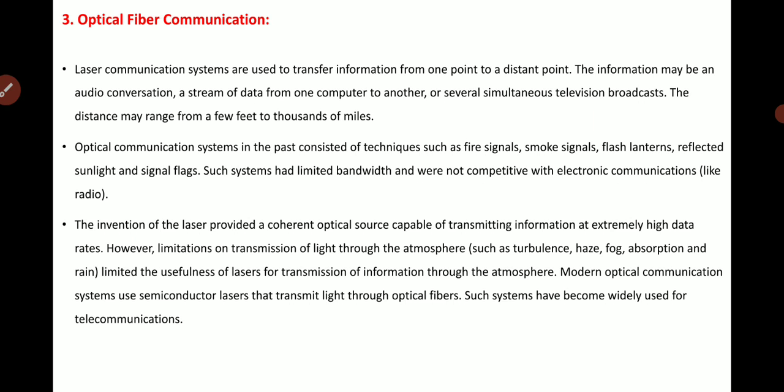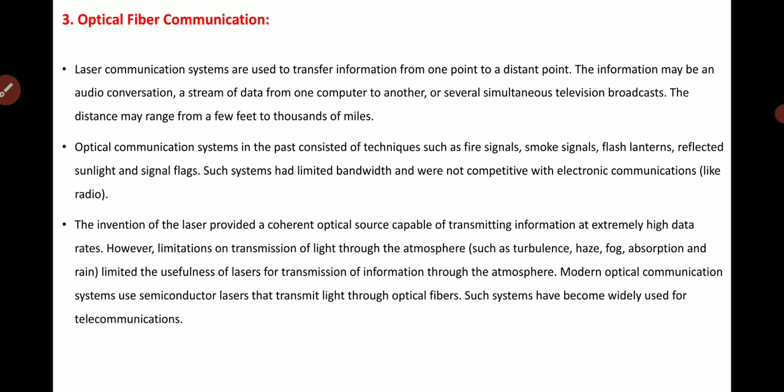The invention of the laser provided a coherent optical source capable of transmitting information at extremely high data rates. However, there are limitations of transmission of light through the atmosphere, such as fog, absorption, and rain, which limited the usefulness of laser transmission of information through the atmosphere.